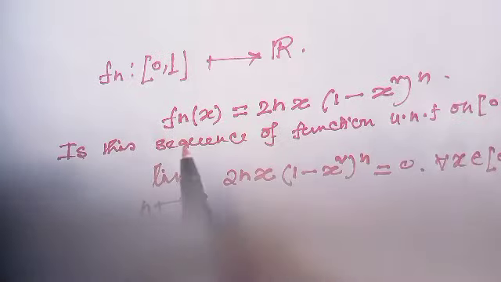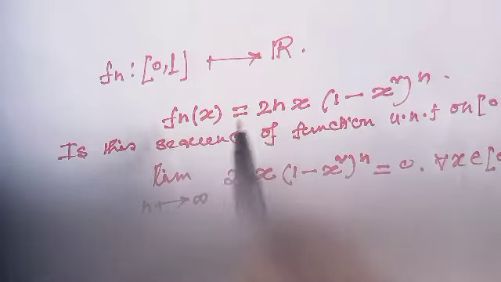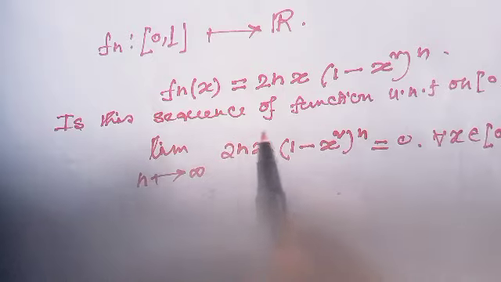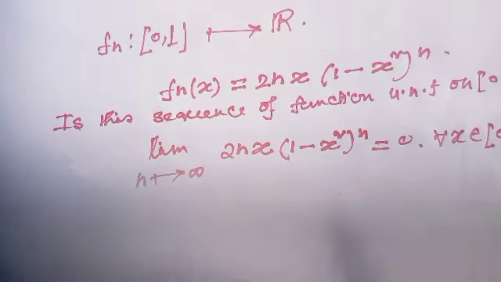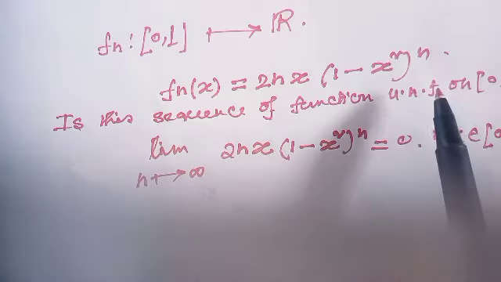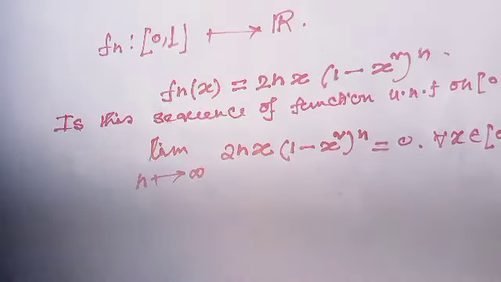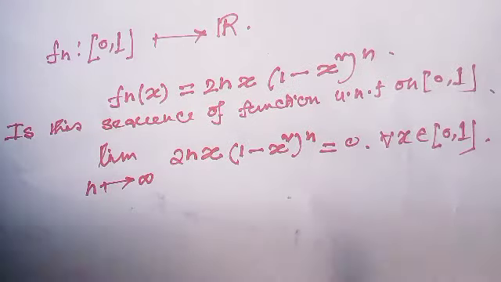I will see one example. fn is defined from the closed interval [0, 1] to R such that fn(x) equals 2nx times (1 minus x squared) to the power n. We have to check whether this sequence of functions is uniformly convergent on the closed interval [0, 1].